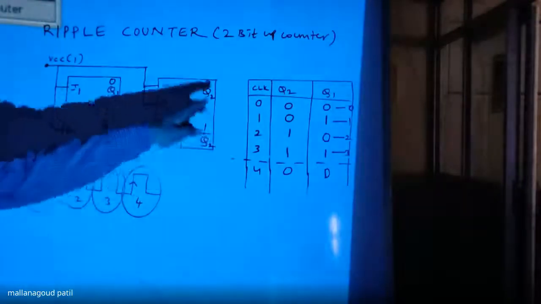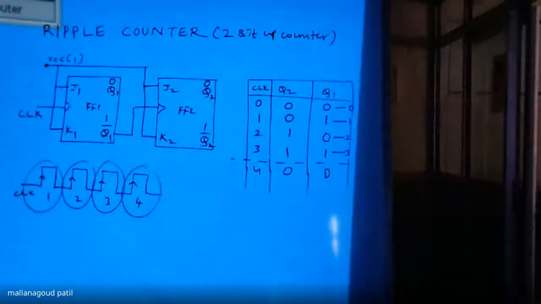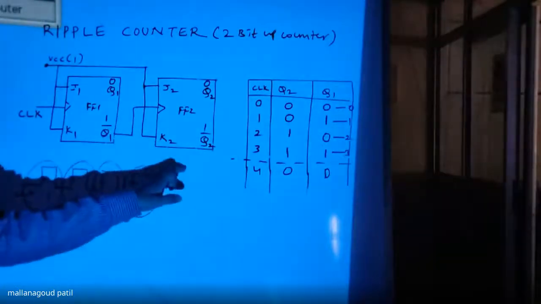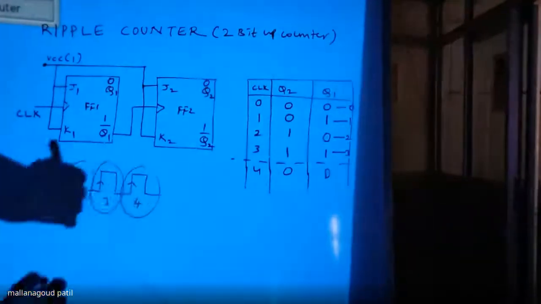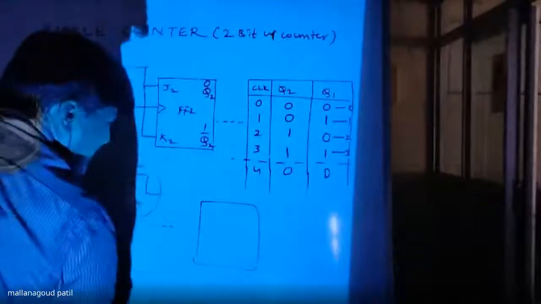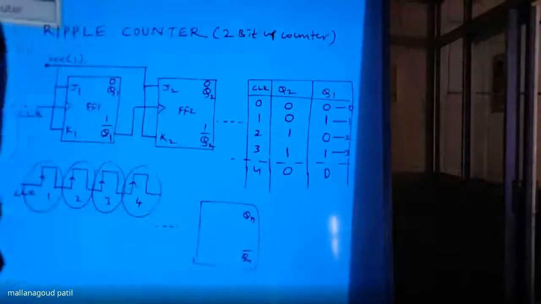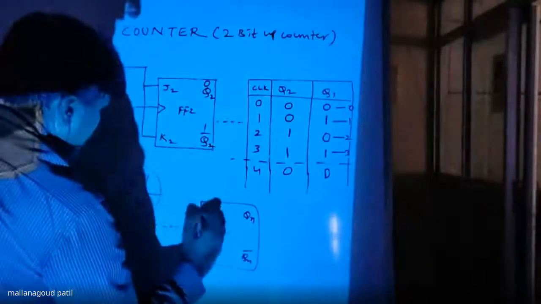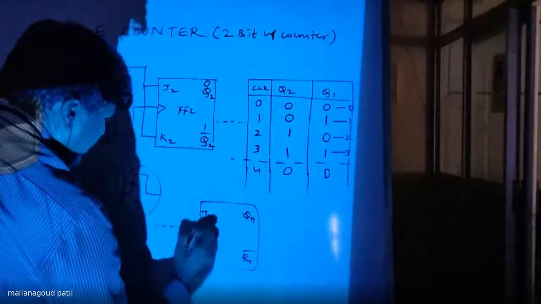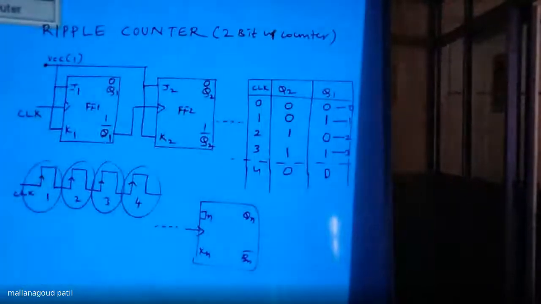It's a J3, K3 type tied to VCC, and Q2 bar is connected to the clock. If I use the n-bit asynchronous counter design, you continue with dots, and then here you write Qn and Qn bar, here Jn, Kn, and here the clock. The dots indicate continuation.